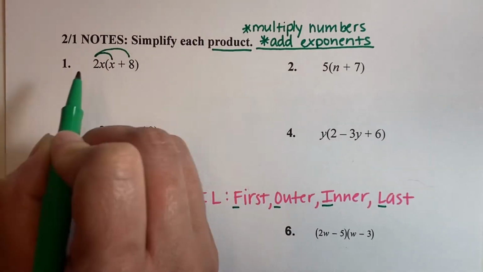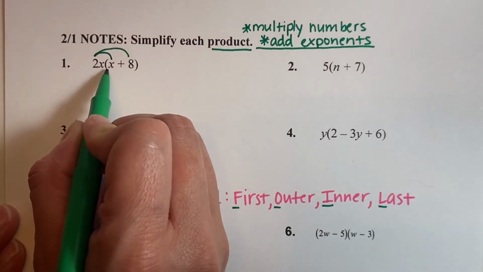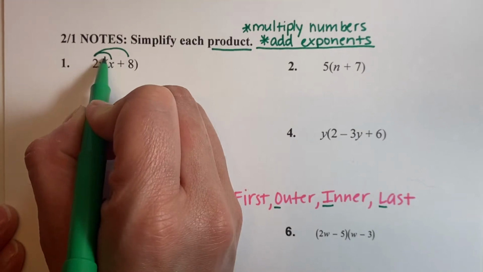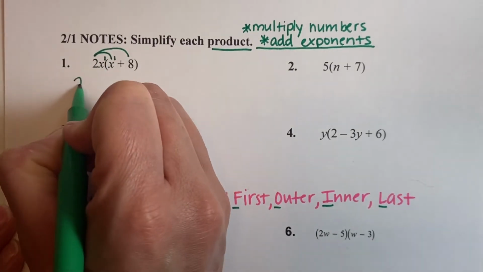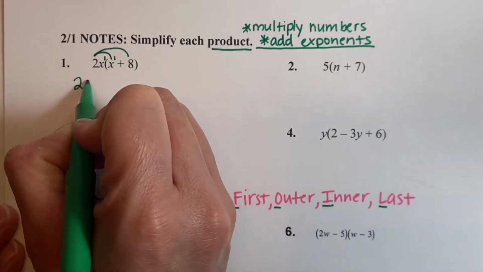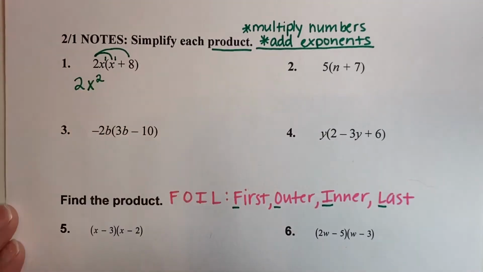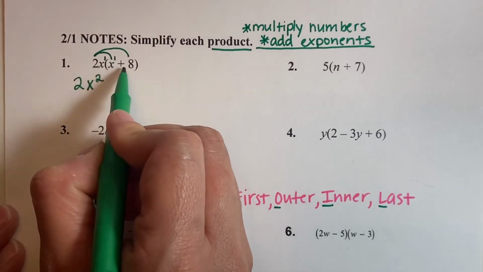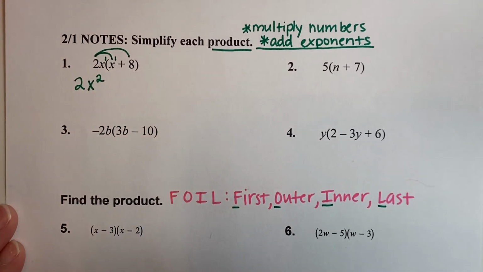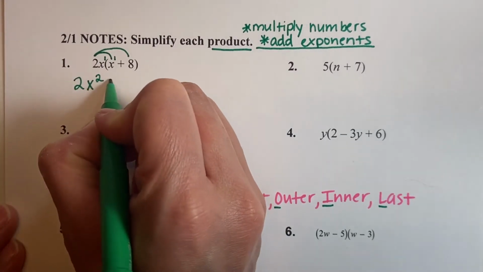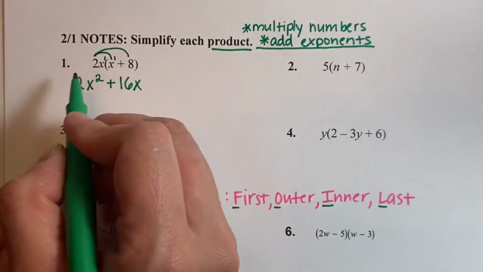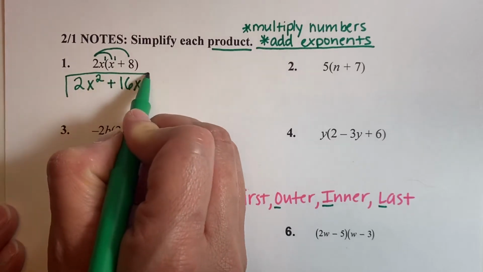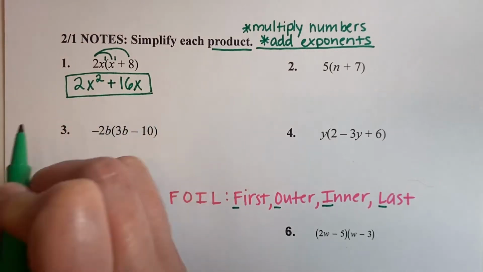When you multiply the coefficients, 2 times 1 is 2, and you're going to add the exponents for your variables. So 2 times 1 is 2. For x, you're adding the exponents, and you get x squared. Now you're going to take 2x and multiply it with 8. 2 times 8 is 16, and you bring down the x. There's nothing that you can combine, so here is your answer.